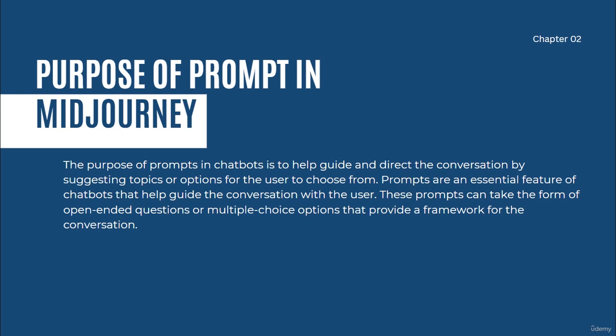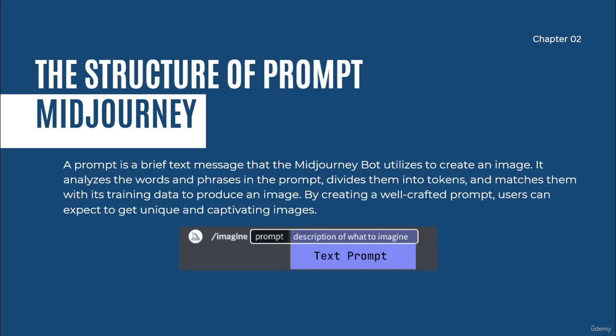The structure of the prompt in Midjourney. So let's discuss the structure. A prompt is a brief text message that the Midjourney bot utilizes to create an image. It analyzes the words and phrases in the prompt, divides them into tokens, and matches them with its training data to produce an image. You don't need to be confused by this training data.